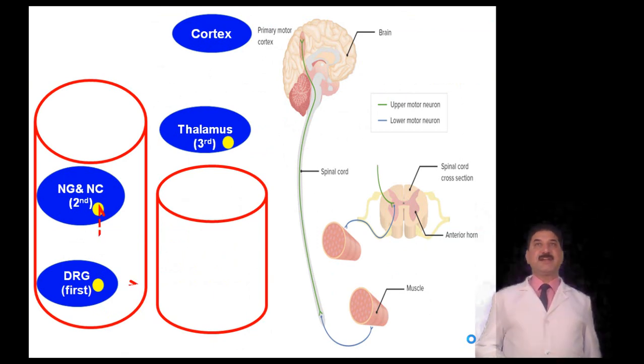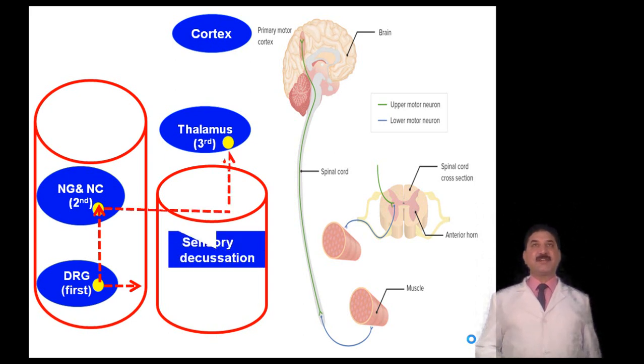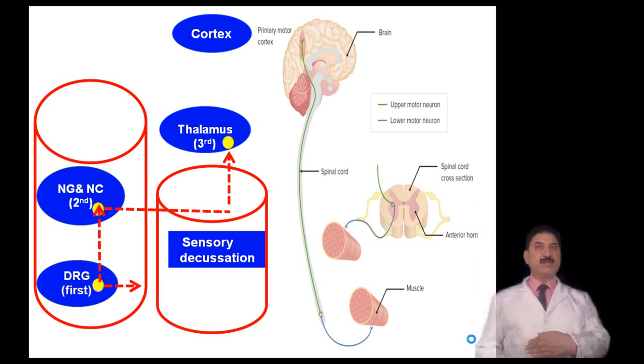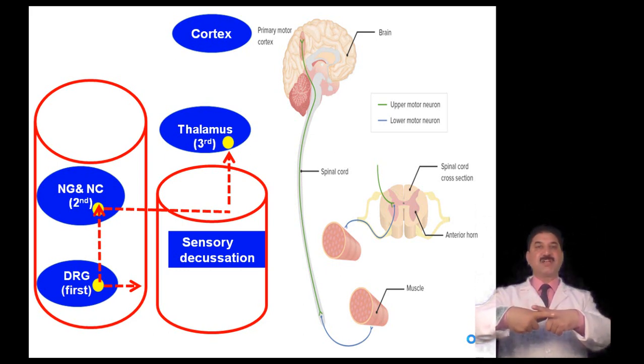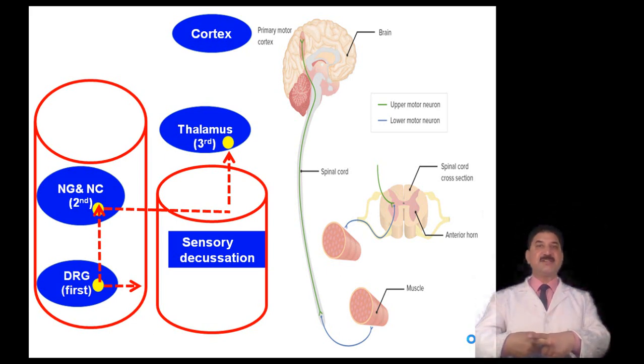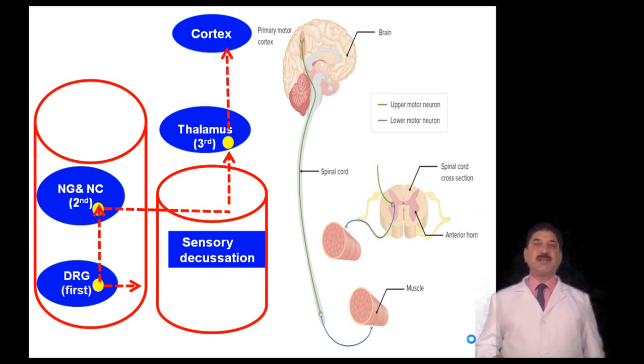So let us compare these ascending and descending tracts. For ascending tracts, we have dorsal root ganglion, which acts as the first order neuron, and nucleus gracilis and nucleus cuneatus, which are present in the medulla, as second order neurons. From there, fibers originating from nucleus gracilis and cuneatus are in the form of internal arcuate fibers. These fibers cross to the opposite side, and at this level we call it sensory decussation. So sensory decussation is also present in medulla. Now these fibers go to the thalamus, which represents the third order neurons. From thalamus, these fibers go to the sensory cortex.